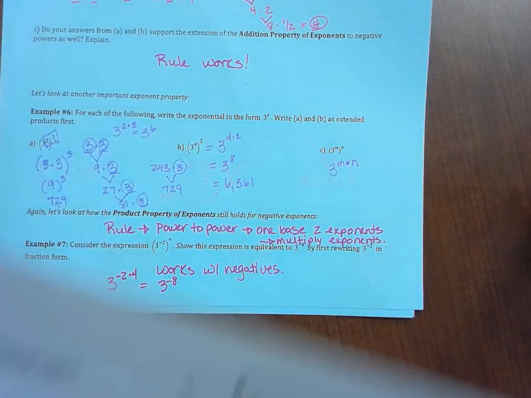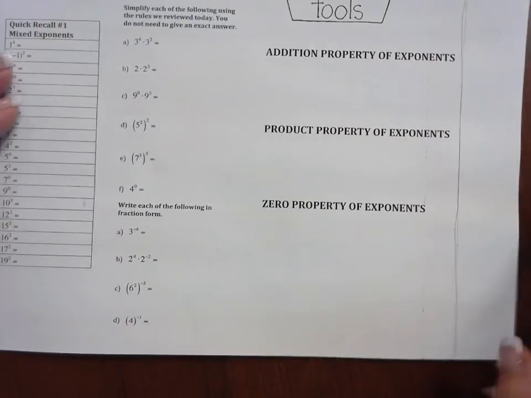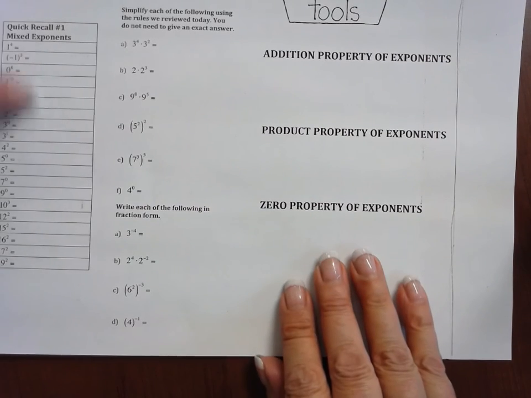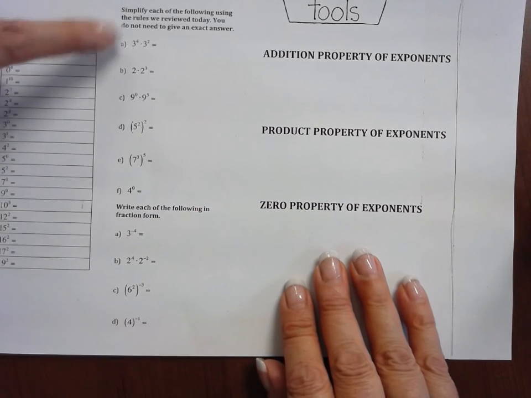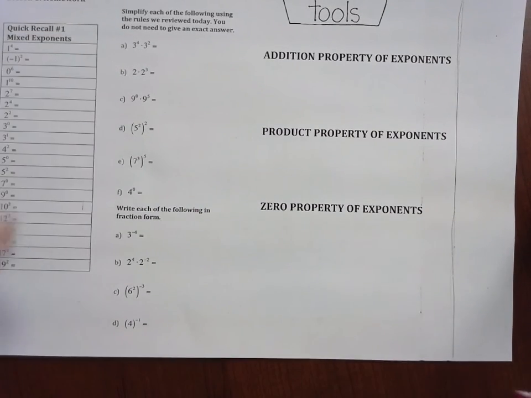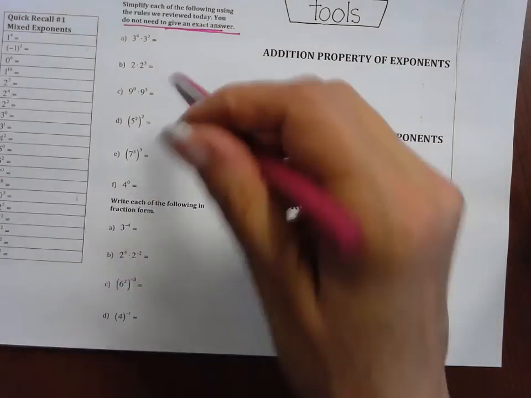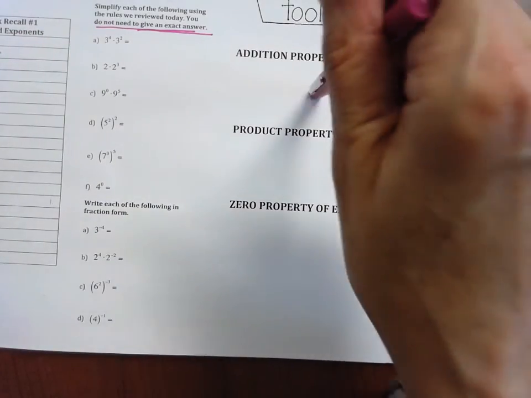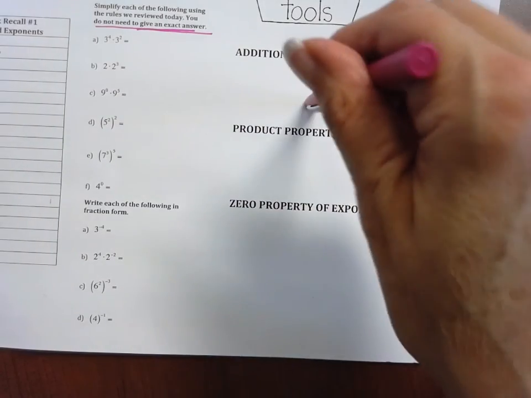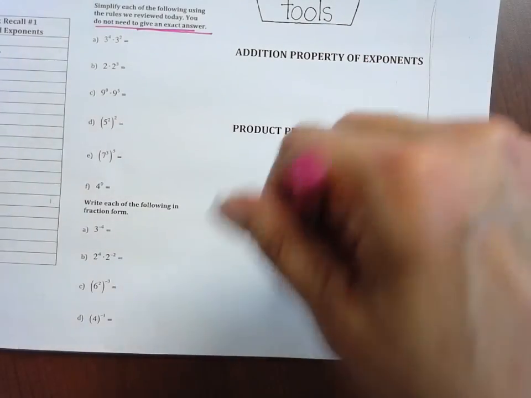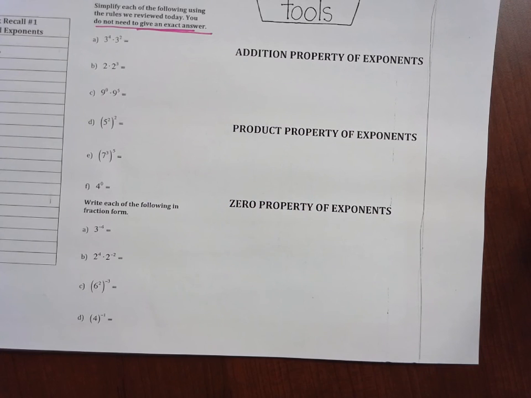Good? All right, quick homework tonight. You're going to have a quick recall. These are following the rules, but please note on the directions that when I give them to you, you do not need to give the exact answer. Just rewrite them showing the steps. And then under these three sections, rewrite the properties and the rules in your own words to help you remember what they are. Okay? Good?